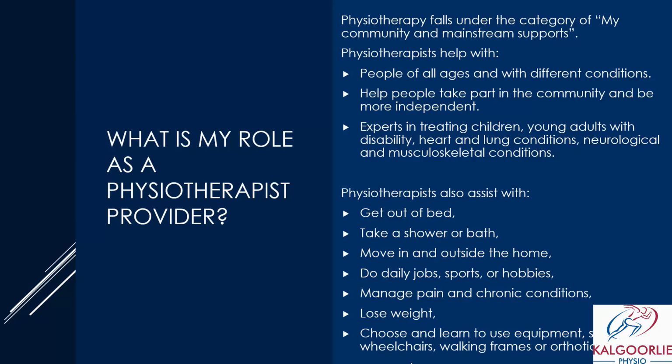musculoskeletal conditions. So more importantly, once we get a strengthening program or help with your condition, what that does is that it can functionally help you get out of bed. It can help you be more independent, taking a shower or bath. It can help you move inside and outside the home. It can help you with daily jobs, sports, or hobbies. It certainly manages pain and chronic conditions. It's an important one. It can help you lose weight, which then helps you gain more independence. And we can also help you choose and learn to use equipment such as wheelchairs, walking frames, or orthotics.